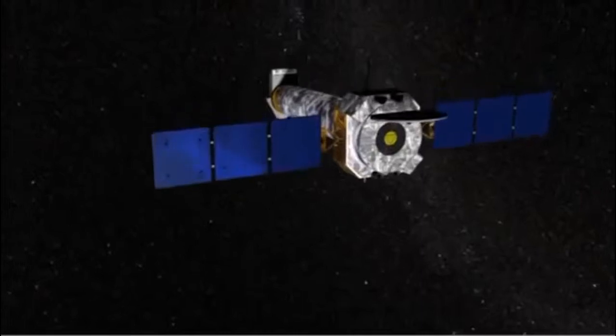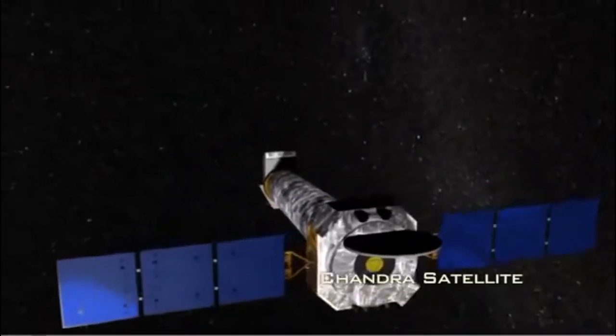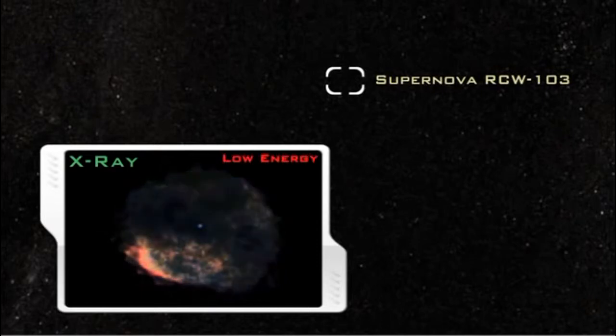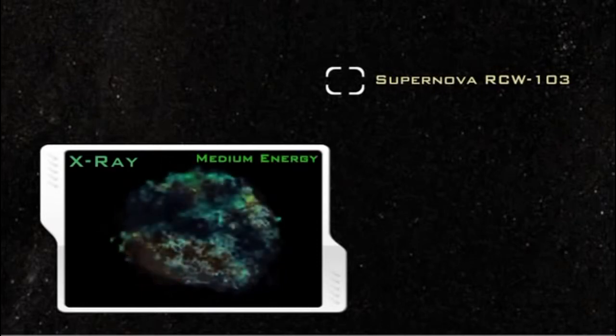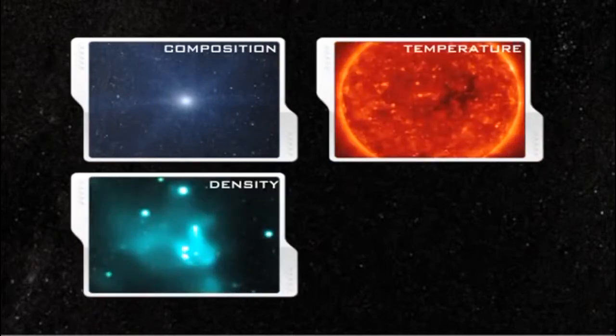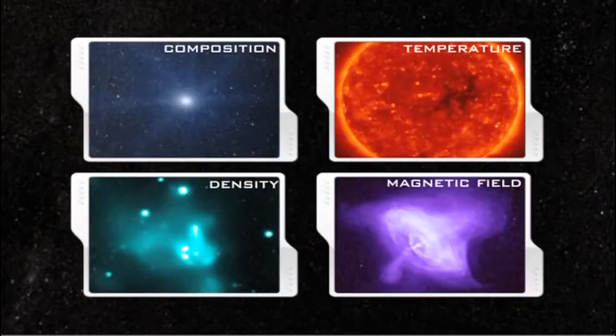NASA's orbiting Chandra X-ray Observatory detects X-rays created by objects spread far across space, such as this supernova explosion that occurred 10,000 light-years from Earth. The colors in the gas and dust cloud correspond to different energy levels of the X-rays created by the blast. X-rays at different wavelengths provide information about an object's composition, temperature, density, or its magnetic field.